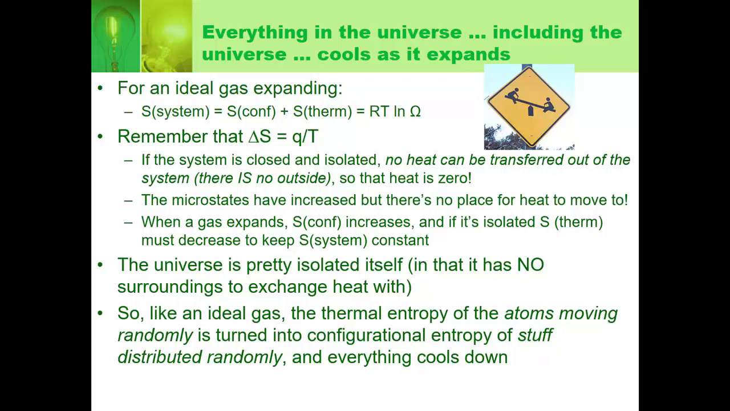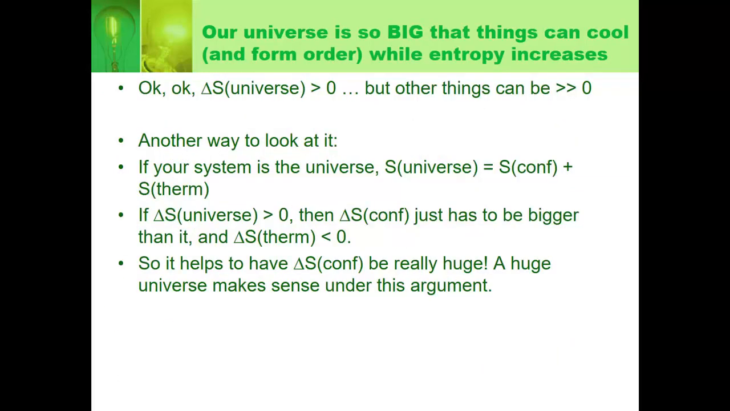If S conf goes up, then S therm must go down unless, well, the second law says not that the entropy of the universe is equal, but that it's increasing. We have to account for that as well. That's the last slide. Okay? What about the second law? Well, delta S of the universe, by the second law's definition, is greater than zero. And so you could say, well, it doesn't have to cool down, but delta S of the universe is just saying that it must increase. It doesn't say it must increase maximally.